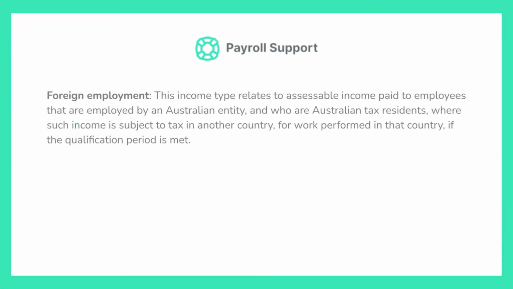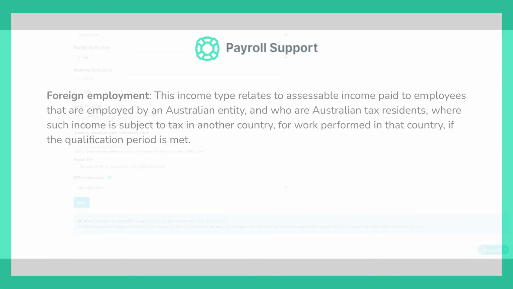Foreign employment. This income type relates to assessable income paid to employees that are employed by an Australian entity and who are Australian tax residents, where such income is subject to tax in another country for work performed in that country if the qualification period is met. The employer must pay or be liable to pay the foreign government for the tax to qualify as foreign employment income. On finalisation, the income type must include an amount for foreign tax paid. If no foreign tax is paid or payable by the end of the financial year, then the income should be reported as salary and wages.